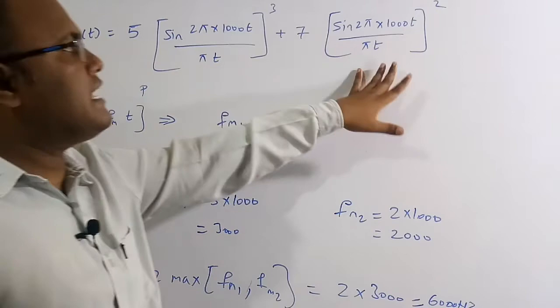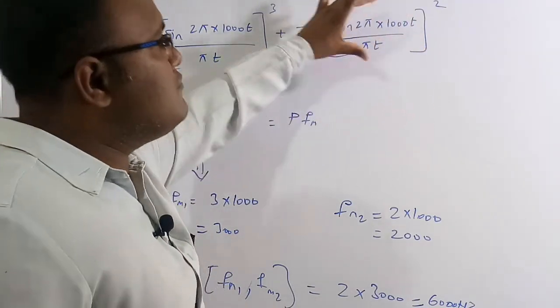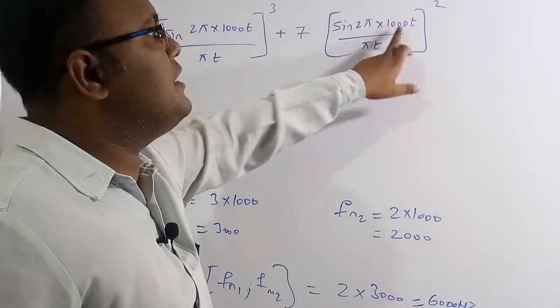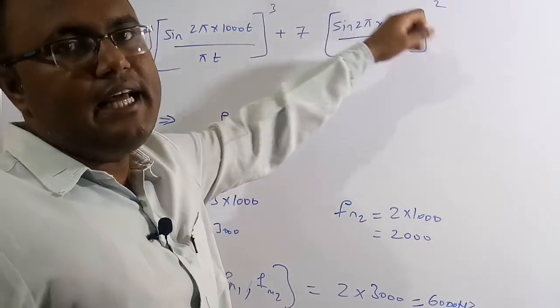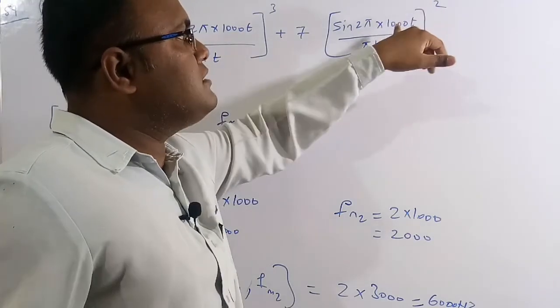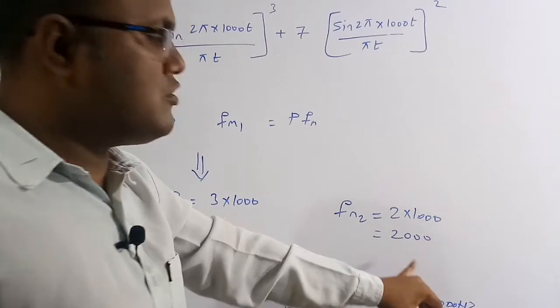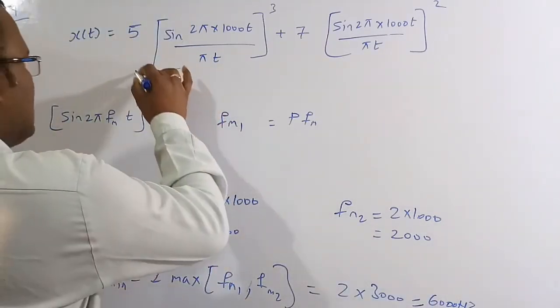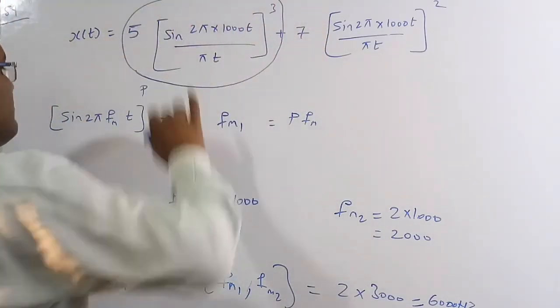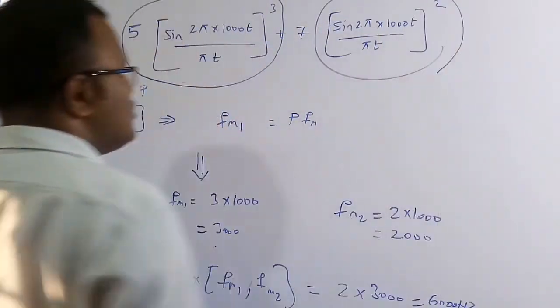Similarly, for the second signal, sine 2 pi ft, the message signal frequency of this signal alone is 1000. But if you take the square, then the overall signal frequency will be 2 times the inside signal frequency. So 2 times 1000 is 2000 hertz. We can conclude that this signal has a frequency of 3000 hertz and this signal has a frequency of 2000 hertz.